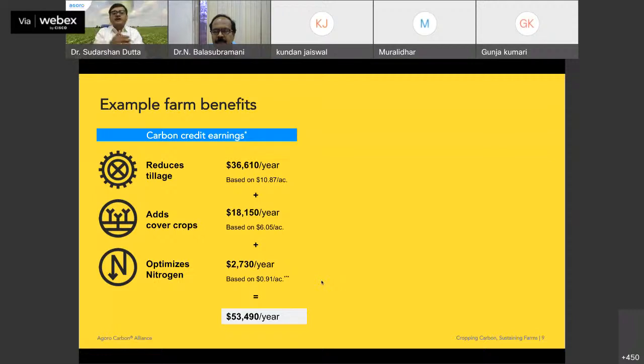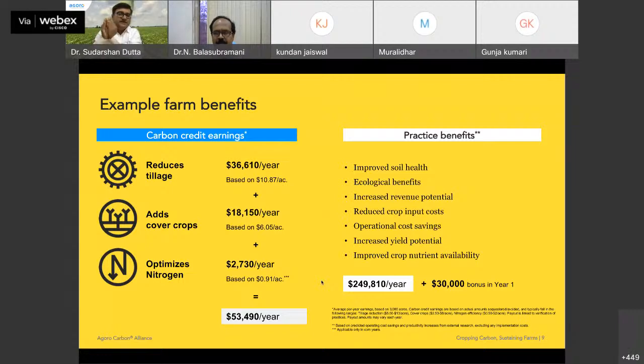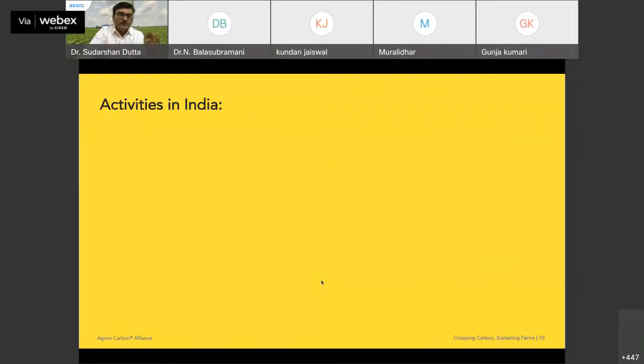And if we go for nitrogen optimization, we call it nutrient stewardship, or 4R nutrient stewardship, where we apply the right source of nutrient at the right rate, at the right place, and at the right time, it gives an additional benefit of about $1. So basically, this is one component where we are seeing the financial benefit. On the other hand, there is also a practice benefit, which is soil health improvement and ecological benefits, like reduction of input cost, or yield potential, and so on and so forth. That's an additional component. And it will definitely increase over a period of time as more and more carbon gets sequestered, and farmers get more profit out of it.